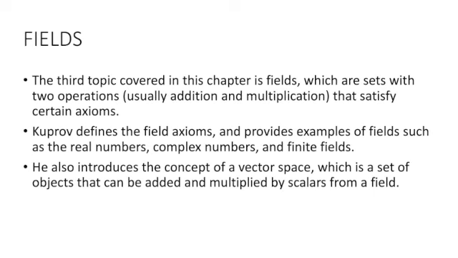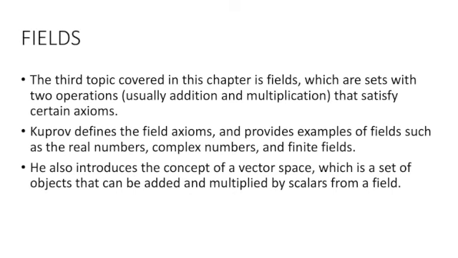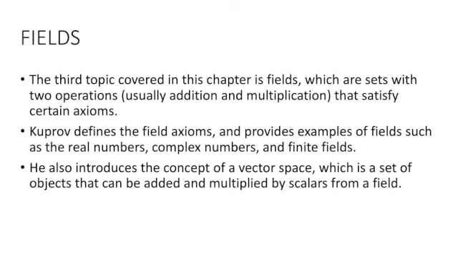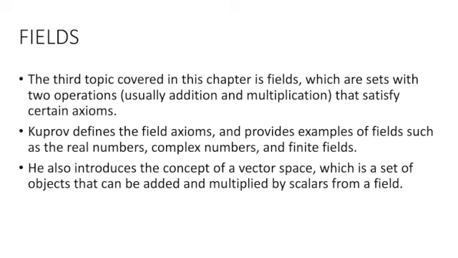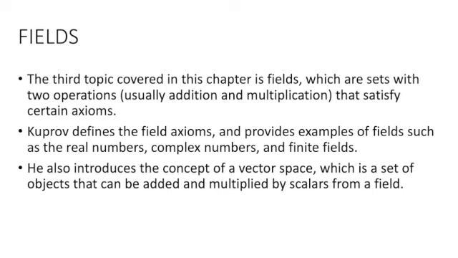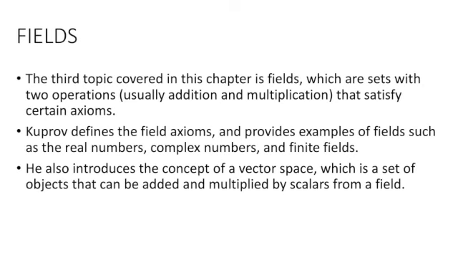The first property is closure, which means that whenever we perform addition or multiplication on any two elements within the field, the result remains within the field itself. This property ensures that the field is closed under these operations. Associativity is the next property, which states that the order in which we perform addition or multiplication does not affect the final result. Regardless of how we group the elements, the outcome always stays the same.